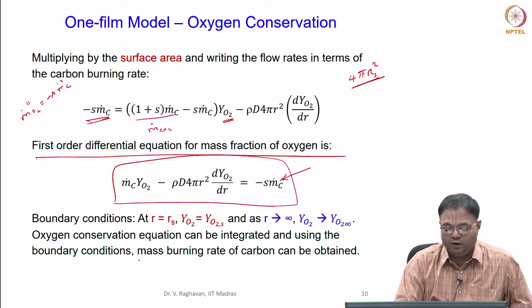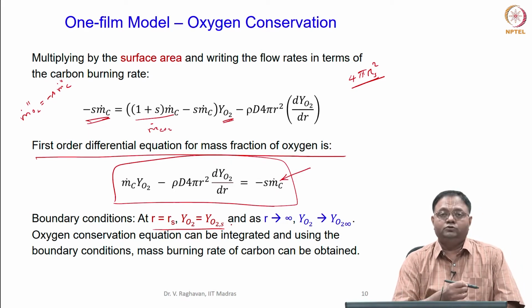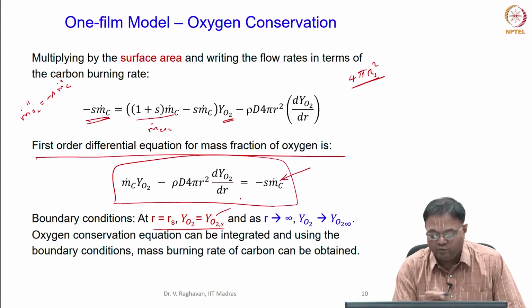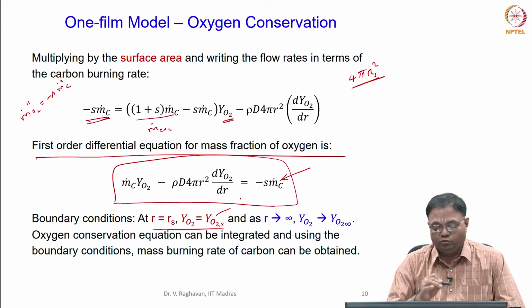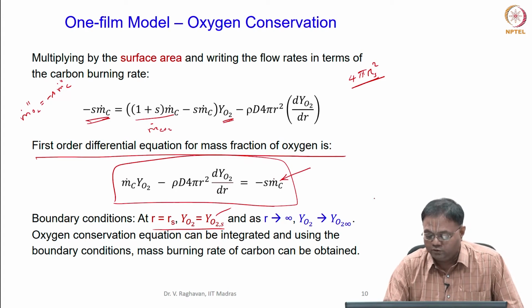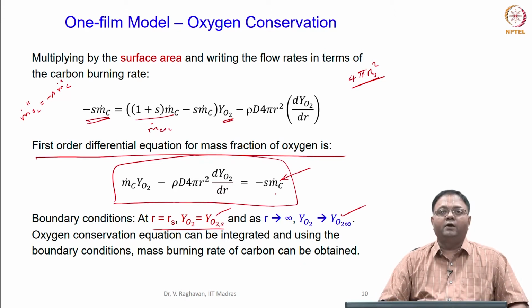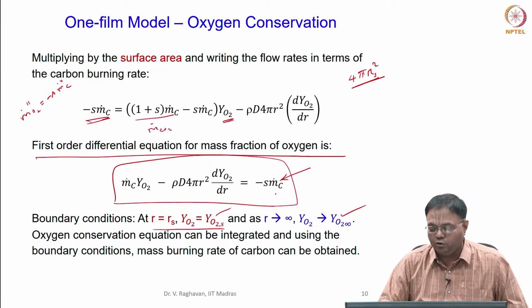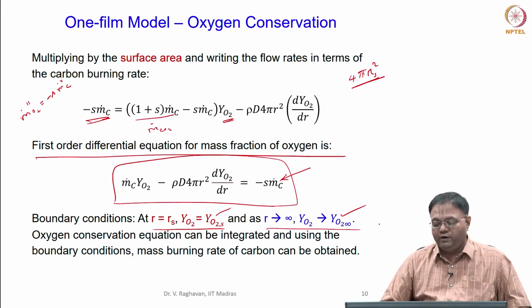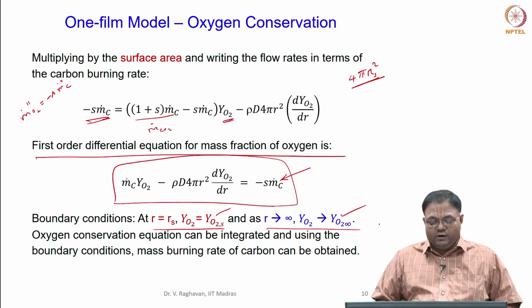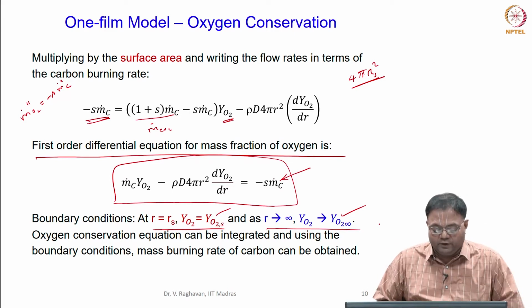So we can solve this by applying the boundary conditions at the surface of the carbon, which is Y_O2 equal to Y_O2,s. Yes, that is another unknown what we will have. We do not know that yet. Okay. So you know this value Y_O2 infinity we know, but Y_O2 at the surface we do not know. Similarly, the mass burning rate of the carbon, which we are going to find, is also not known. As r tends to infinity, Y_O2 tends to Y_O2 infinity. So these are the boundary conditions which we will need, and we will integrate this and solve.